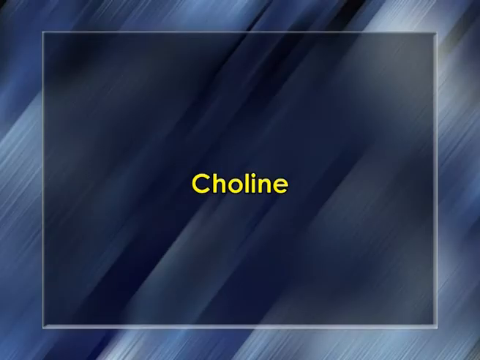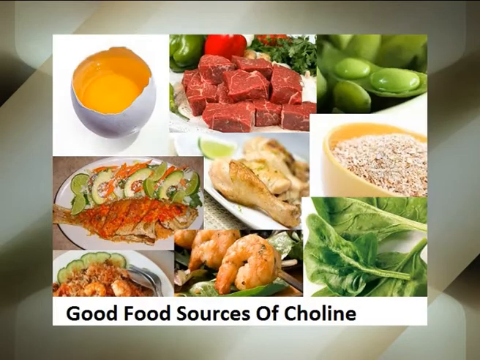The next is choline. All living cells contain choline, principally in phospholipids which are essential for the structure and function of cell membranes and serum lipoproteins. Egg yolk is rich in choline, but legumes, organ meats, milk, muscle meats and whole grain cereals are also good sources.